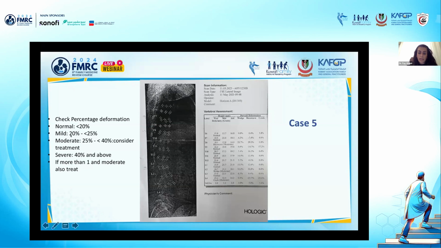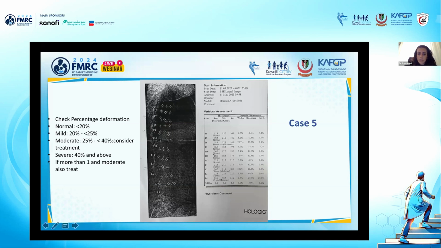If the percentage of any of these deformities was 20 to 25%, this is considered mild. Moderate is between 25 and less than 40%. Severe is 40% and above. Moderate and severe are candidates for treatment. If you have more than one moderate, you should refer this patient for anabolic treatment. If you have one severe, you should refer this patient for anabolic treatment. If you have one mild and two moderate, you should refer this patient for anabolic treatment. If you have just one mild, no, the patient is okay.